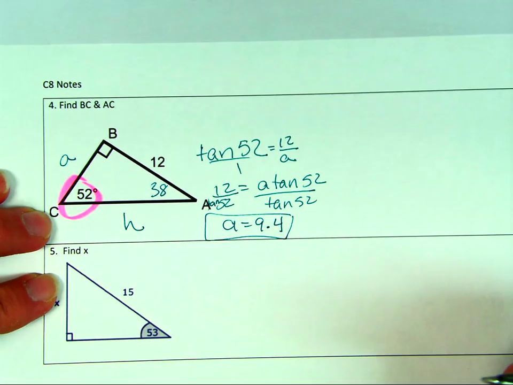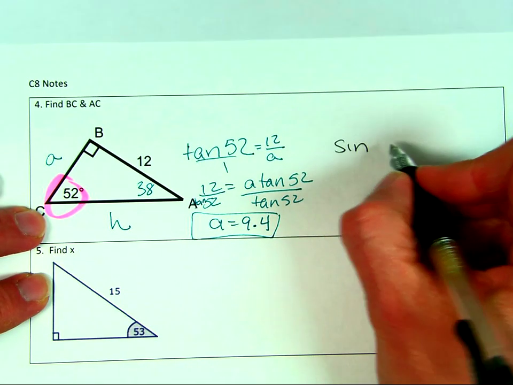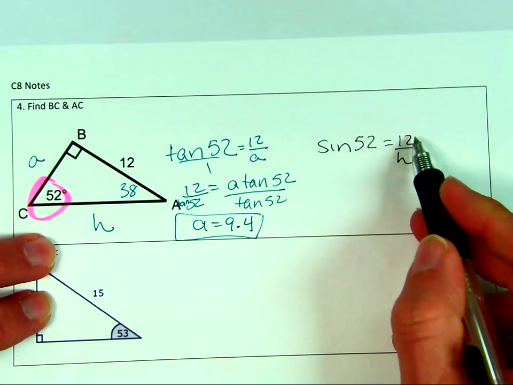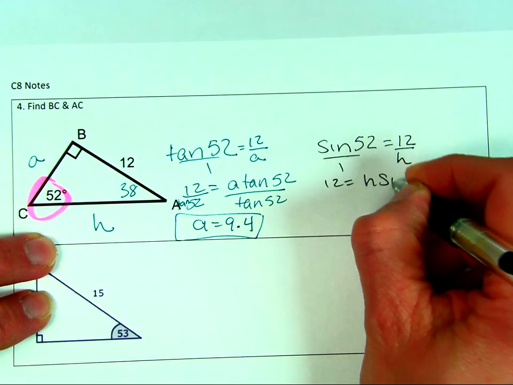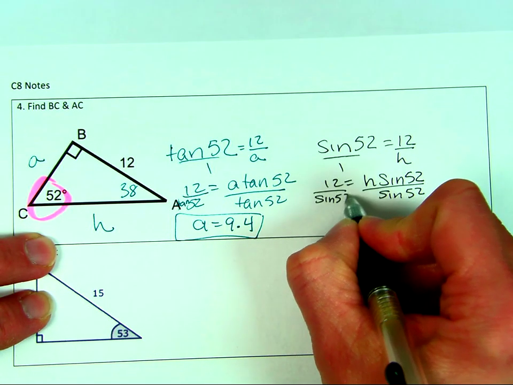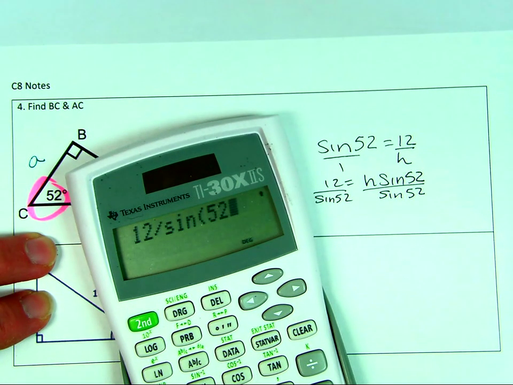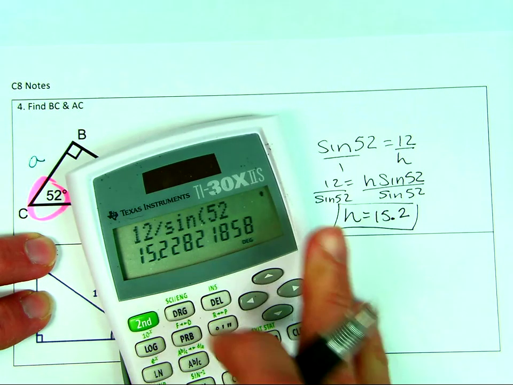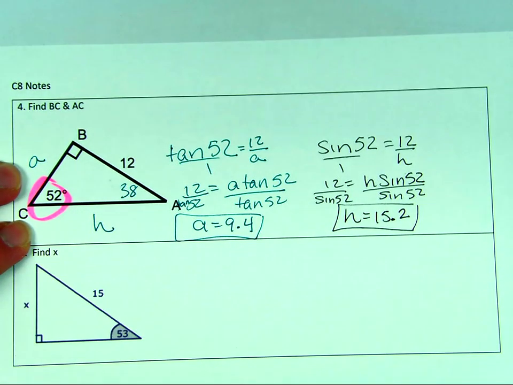And now I need to find the hypotenuse, so I can use sine. So the sine of 52 is equal to 12 over the hypotenuse, opposite over hypotenuse. So again, I'm going to cross multiply, and I'm going to get 12 equals h times the sine of 52. So I'm going to divide both sides by the sine of 52. So I take 12 and divide it by the sine of 52. And I get h equals 15.2. And I expect the hypotenuse to be the biggest. I expect A to be the smallest. And I expect that to be my middle one, and it is.